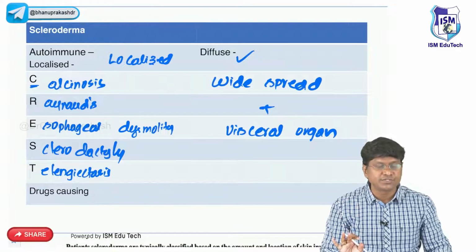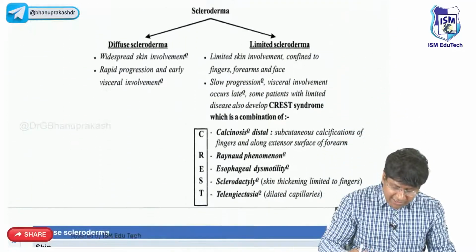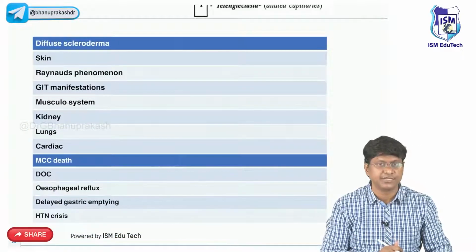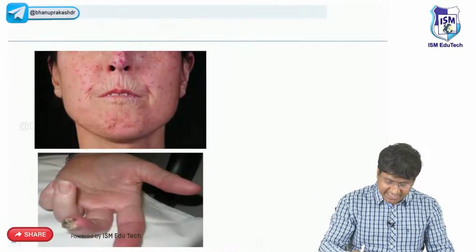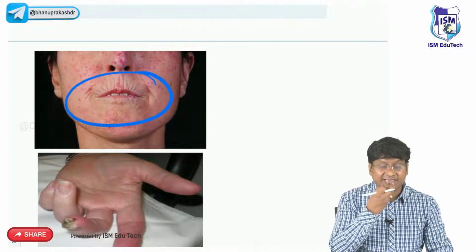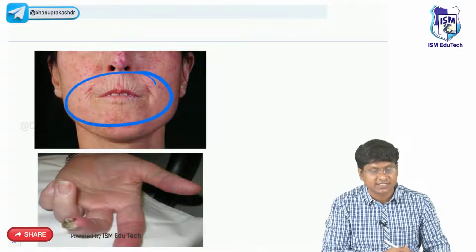That is your diffuse scleroderma manifestation. Now, one important point is what are all the organs which are affected in diffuse scleroderma? Number one, definitely the skin will be involved, and you can see how. The individual will not be able to open the mouth because of the tightness of the skin, and that we call microstomia.